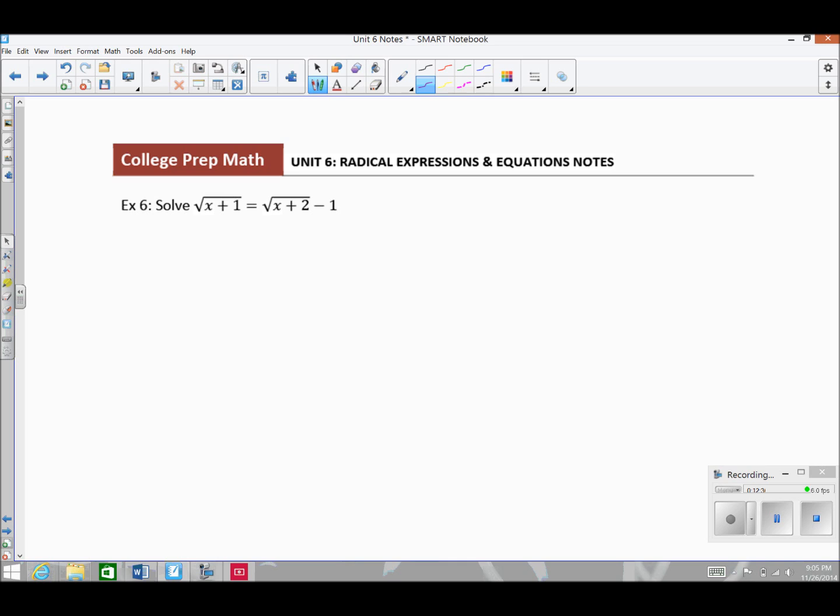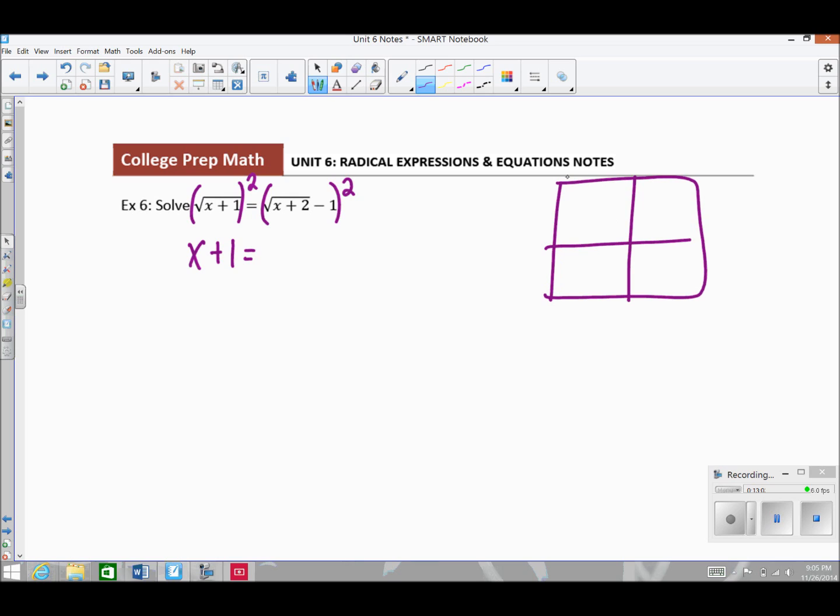Okay, so for this example, we need to start off the same way, where we need to isolate the squared term and the square root term. In this case we cannot get the square roots completely by themselves, so we're just going to square it as is. So over on the left we're going to have x plus 1. On the right hand side we are going to set up the box for this, so we're going to have square root of x plus 2 minus 1, times square root of x plus 2 minus 1.